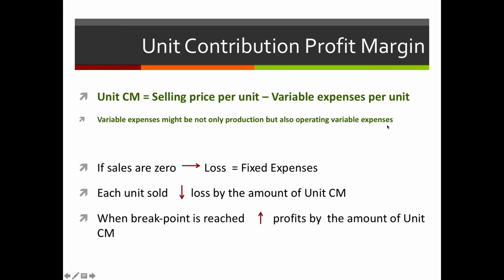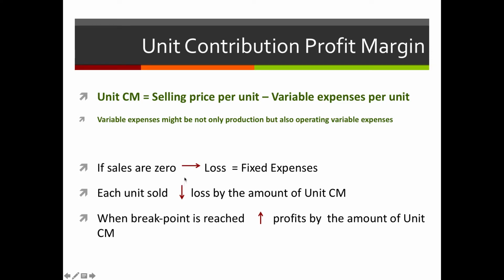The thing is that they may vary as much as your activity level increases or decreases. For example, Rappi, the expense for delivery is not production, right? It is a selling expense, but it goes with the contribution margin because it's a variable expense, right? If you are selling more pizza, you have to pay more delivery services.